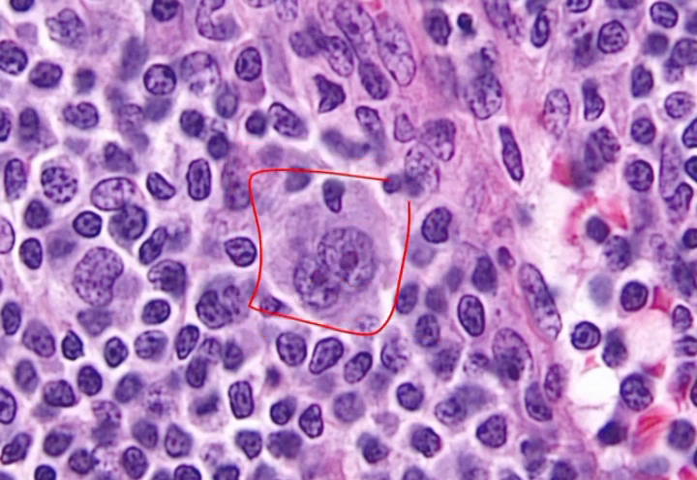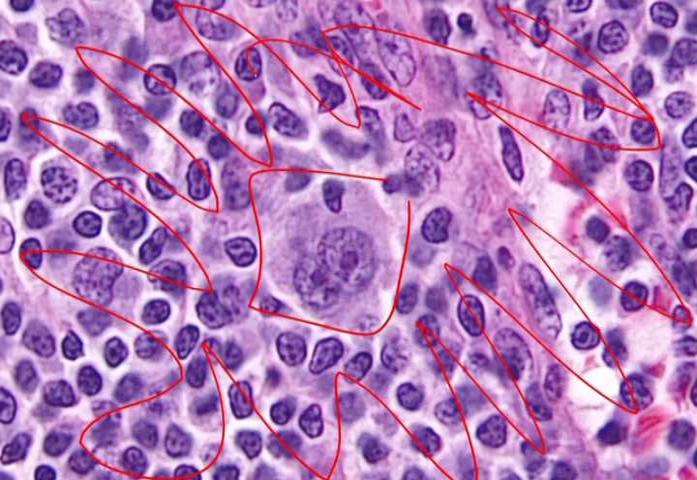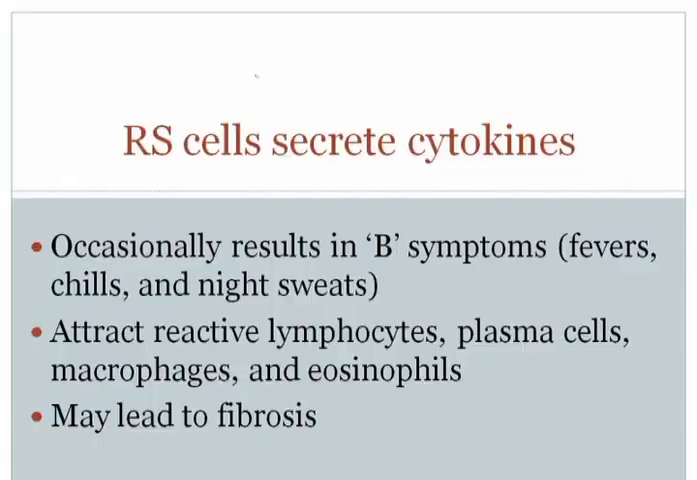Now notice that there's one Reed-Sternberg cell, but that there are then hundreds of other cells that are sort of joining the party. And those are reactive cells, but it's the Reed-Sternberg cell along with all of the reactive cells that's actually producing the mass, and so that is going to be classic for a Hodgkin's lymphoma.